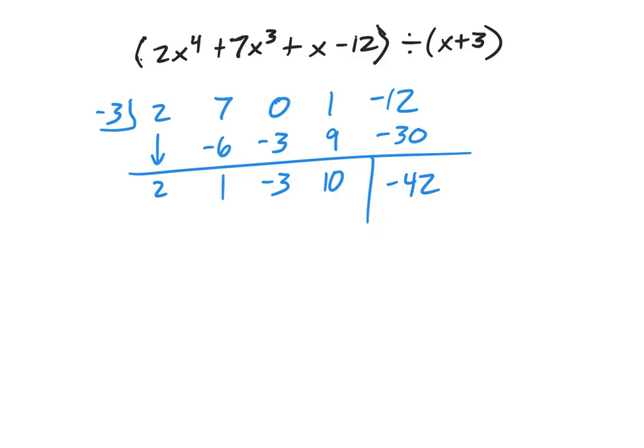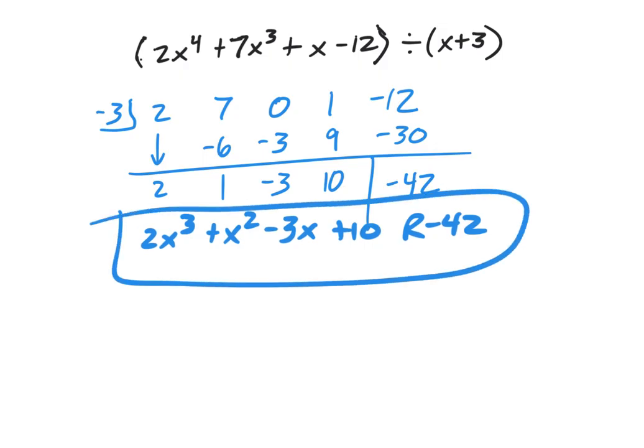Okay? So we started with a degree of 4. We're going to drop it down by 1. So we're going to start right here: 2x cubed plus 1x squared, or just x squared, minus 3x plus 10, with the remainder of negative 42. And that's our answer. So this is not a factor, right? If I don't get a remainder of 0, then it is not a factor.